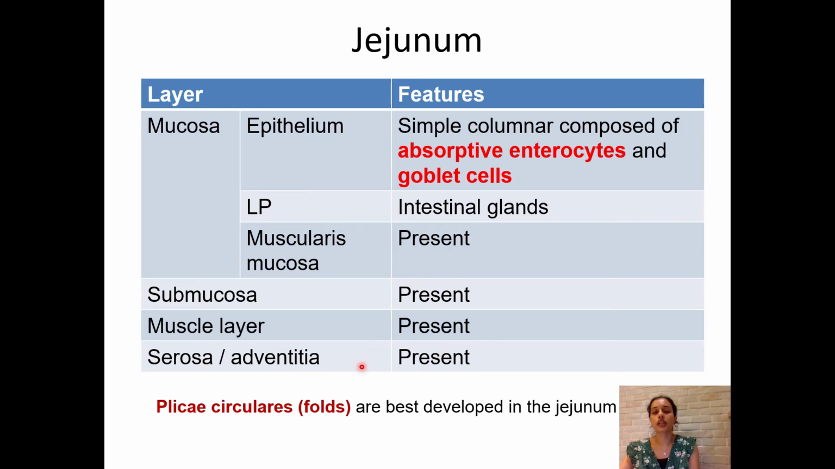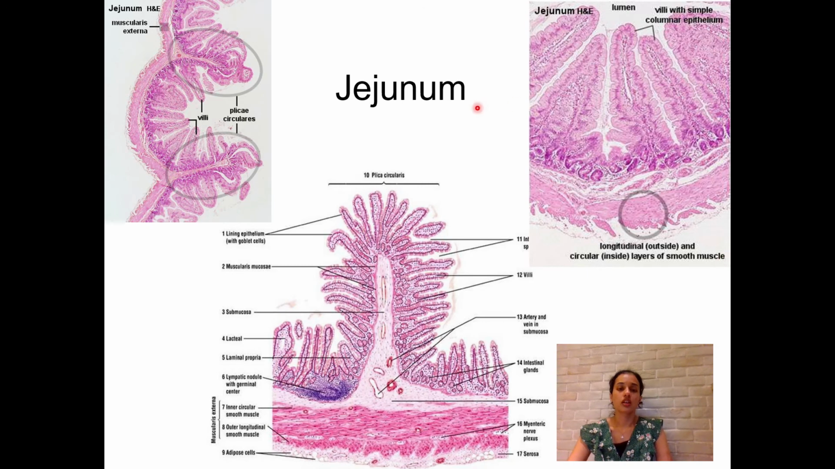So how do you identify? You'll be seeing more of plicae circulares. So these three pictures are showing the microscopic area of the jejunum. Okay, so they have very well developed plicae circulares, the permanent folds. So they have finger-like villi.